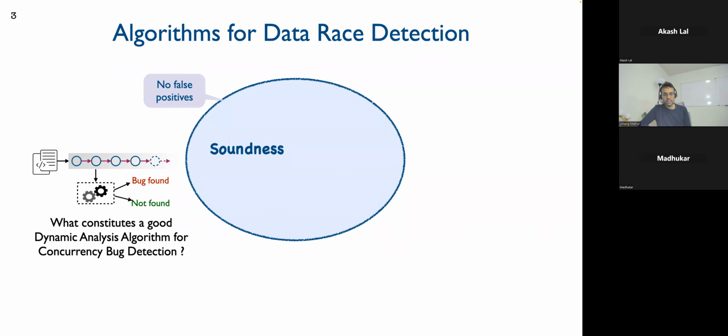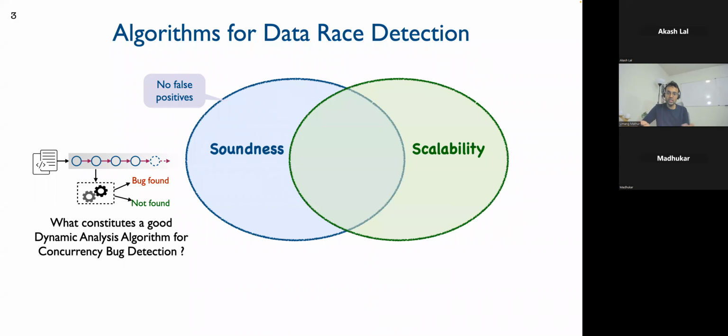The second property is that we want our analysis to be usable. By that, I mean it should scale to large traces coming from modern software applications, which typically have millions or even billions of events, even if I run it for, let's say, a few minutes.